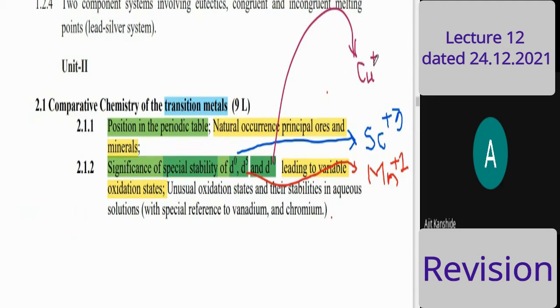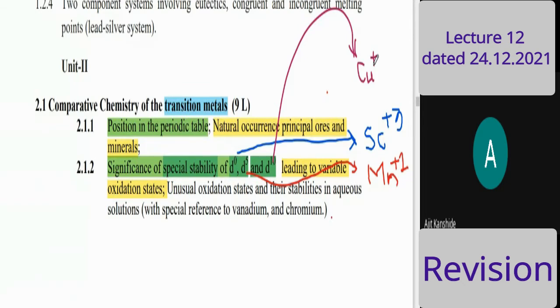Will anybody answer what is the reason for that? Ferrous also possible, ferric also possible, Cr+3 also possible, Cr+6 also possible, Mn+2 to Mn+7 possible, Cu+2 possible, scandium +2, scandium +3 possible.